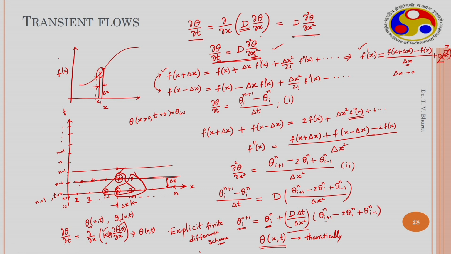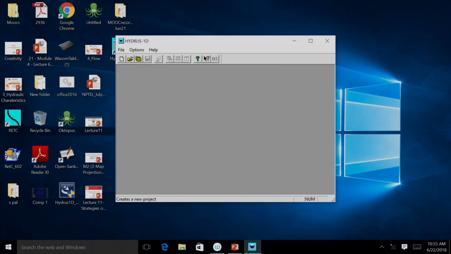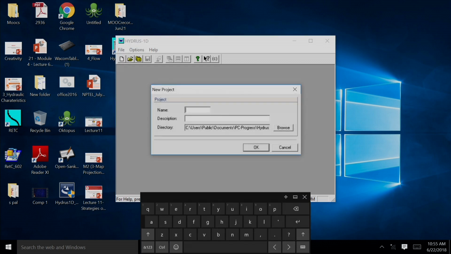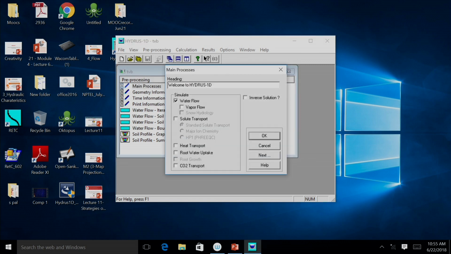Such a methodology is utilized in one of the freely available software called Hydrus 1D, which is developed by the same authors who developed RETC, which I earlier discussed. So this is Hydrus 1D, and Hydrus 2D and 3D are also available, but they are paid, commercial software. Here you can choose a particular name and write some description. Then you have this pre-processing window, and you can select the main process.